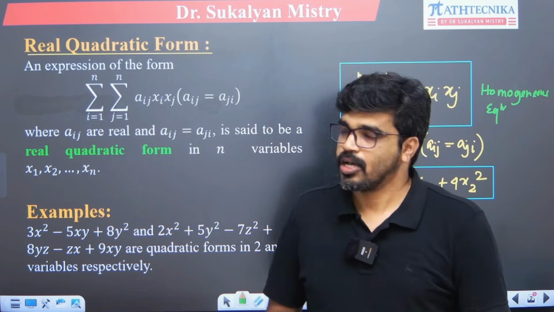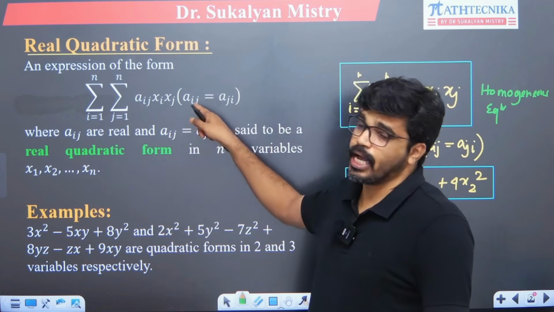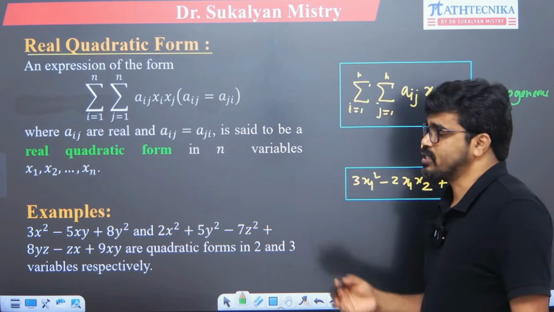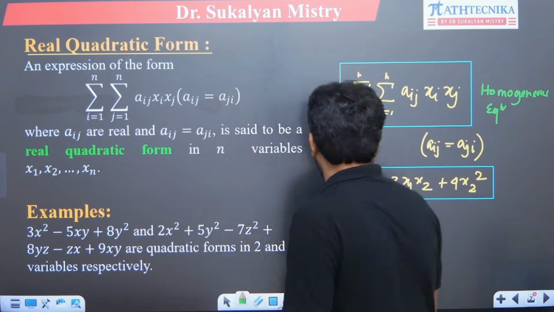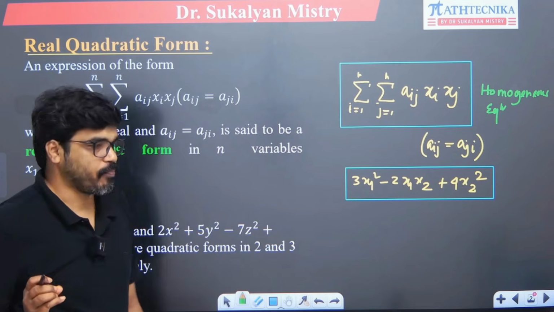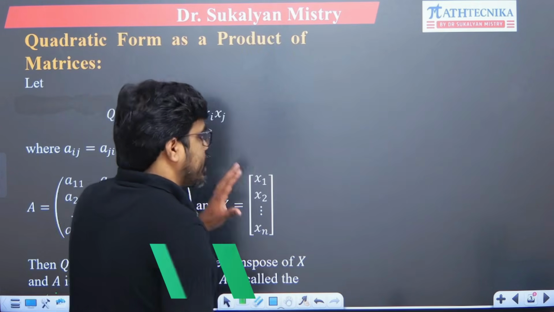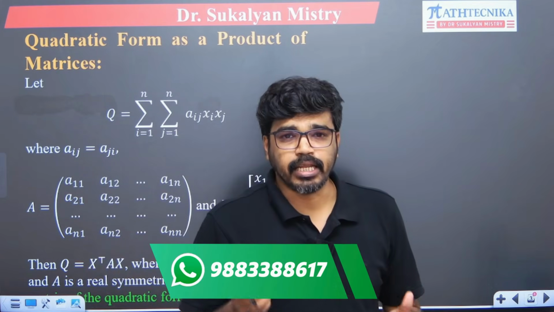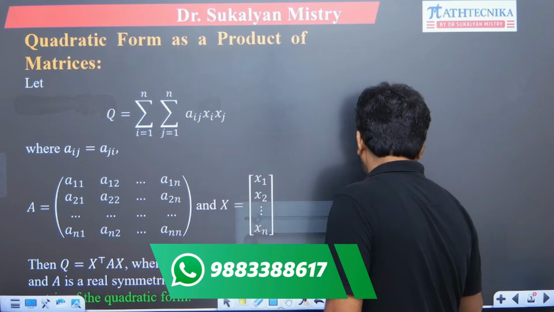number of variables. So this expression is of the form this, where aij are real and aij is equal to aji. So this is said to be a real quadratic form in n variables x1, x2 up to xn. This is a quadratic form in two variables x1 and x2. Okay, right? And every quadratic form can be represented in matrix form. Every quadratic form can be represented in matrix form.